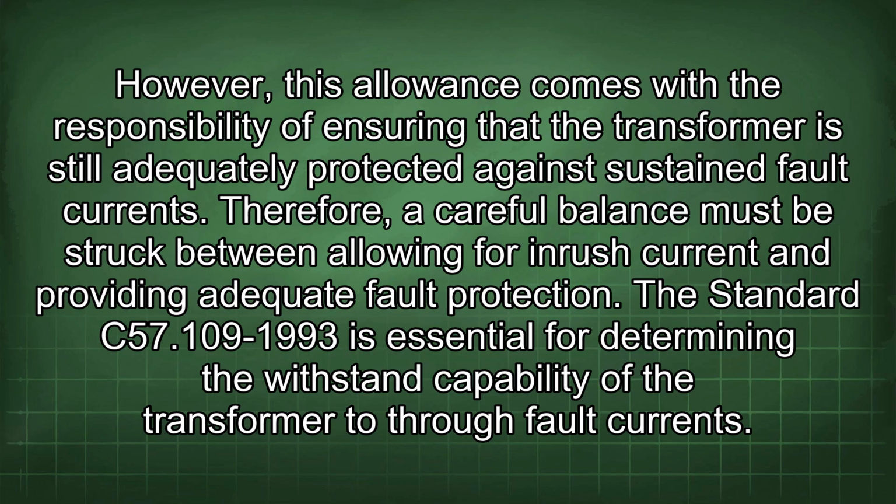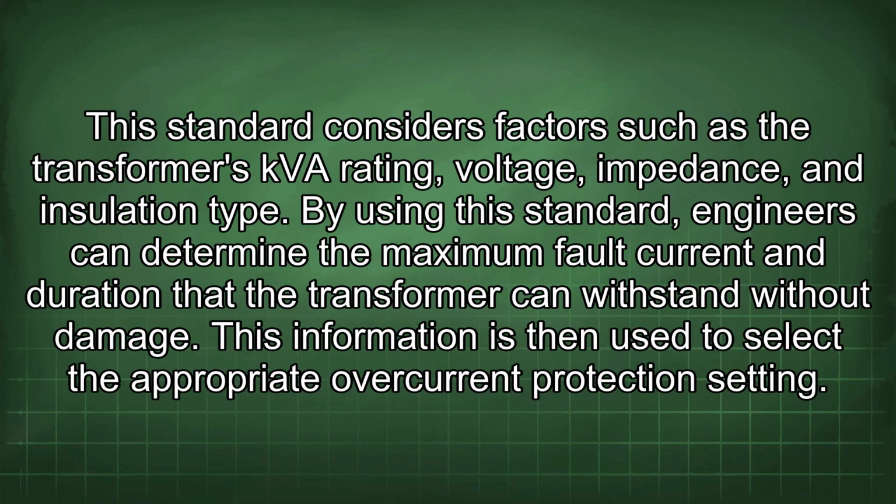The standard C57.109-1993 is essential for determining the withstand capability of the transformer through fault currents. This standard considers factors such as the transformer's kVA rating, voltage, impedance, and insulation type. By using this standard, engineers can determine the maximum fault current and duration that the transformer can withstand without damage.